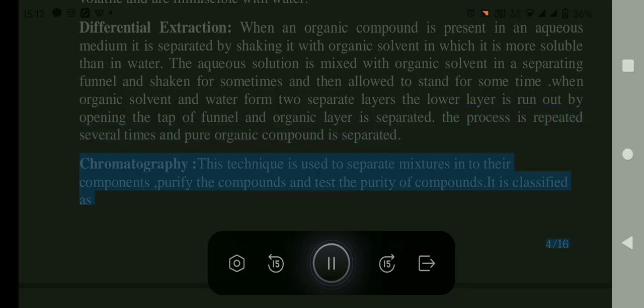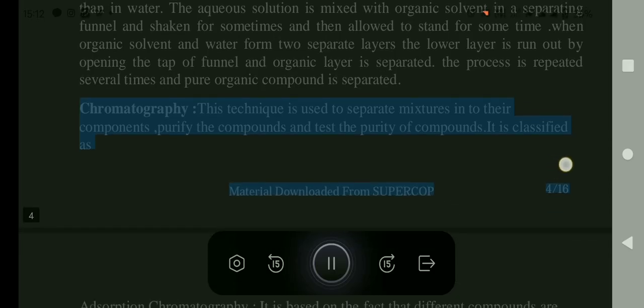Chromatography. This technique is used to separate mixtures into their components, purify the compounds and test the purity of compounds.